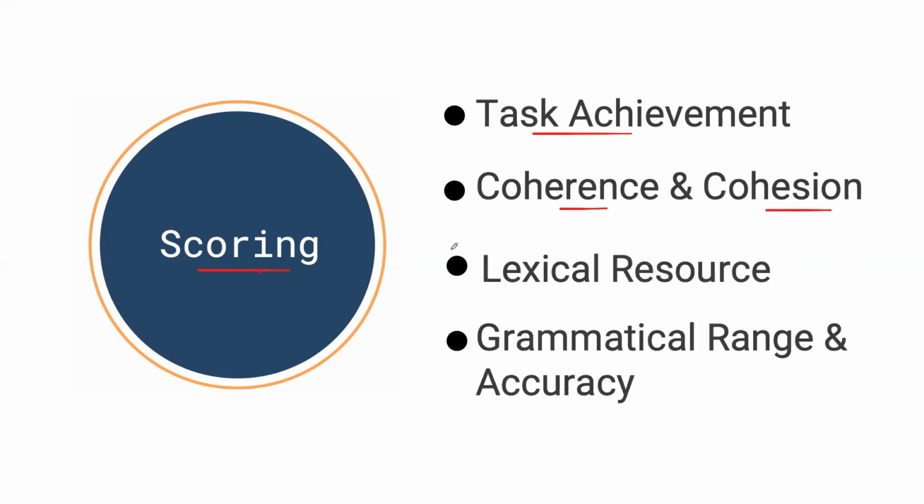Now, the last 2 areas are lexical resource and grammatical range and accuracy. This is where your word choice comes in, your spelling, your sequencers, your present perfect passive versus active voice or past passive. All of that stuff that we talked about at the beginning of this video will come in handy when you want to get maximum points for these 2 areas.